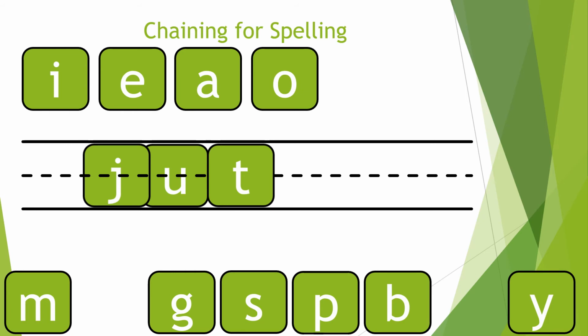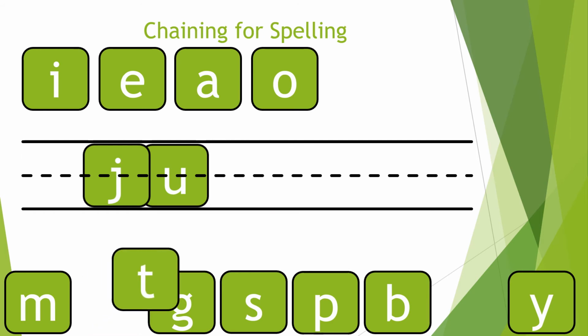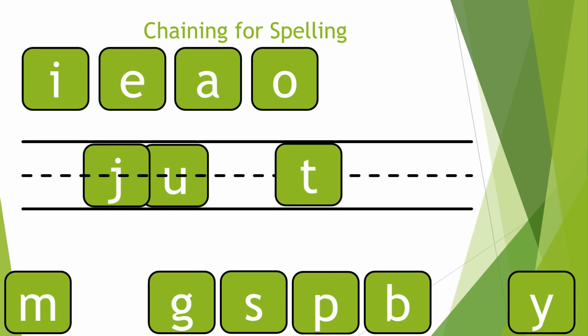Now, friends, let's change the word jut to just. To do that, I have to move my T over, and I have to add the S sound. What letter makes the S sound? Very good. S makes the S sound. So now I have J, S, T, just.